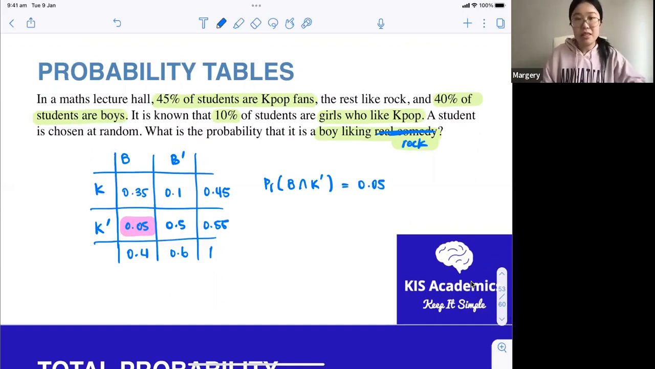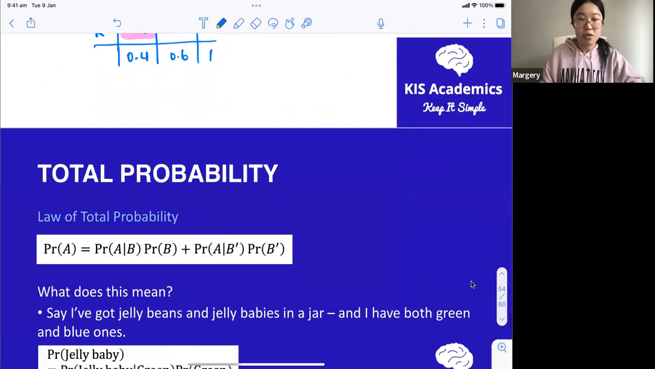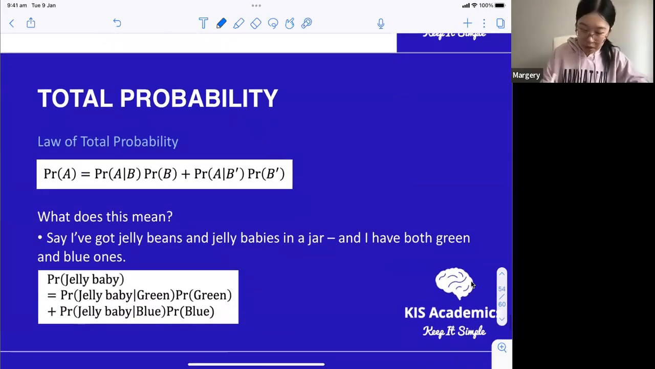We'll continue on now to look at something a bit different, which is talking about total probability. So we know the law of total probability is given by this formula down here. So probability of A is equal to probability of A given B. So this symbol here is called given, multiplied by the probability of B, plus probability of A given B dash multiplied by the probability of B dash.